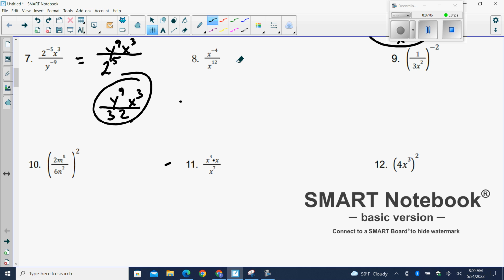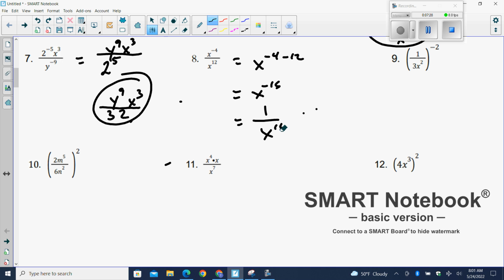All right, this guy up here, we can think about this two ways. I'm just going to do my basic division rules. So I'm going to subtract exponents, top exponent minus the bottom exponent, and I get x to the negative 16th, which is 1 over x to the 16th.